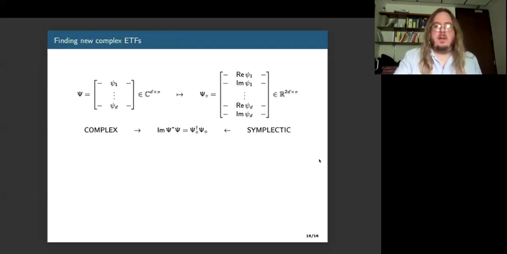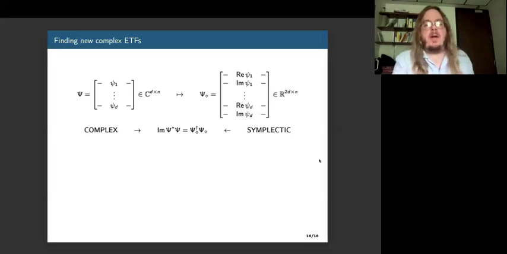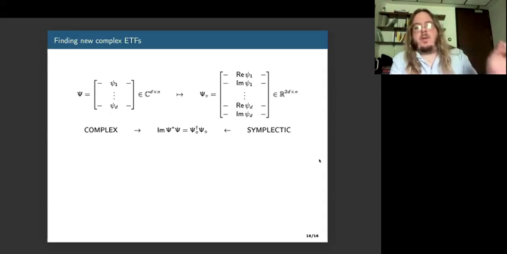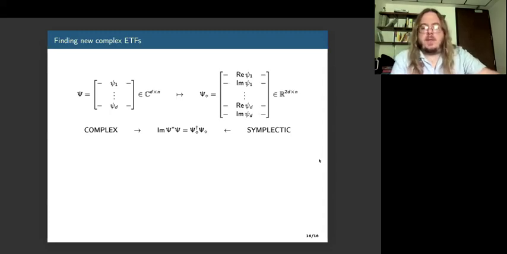Okay, last slide. It's all about finding complex ETFs. So this is the connection. Now this is a broad strokes thing here. I have this complex D by N matrix, and I can get a real 2D by N matrix by taking the rows of that thing and splitting them into real and imaginary parts. And when I do that, if I look at the complex gram matrix of the thing on the left and take its imaginary part, then I get the symplectic gram matrix of the thing on the right. Maybe morally, you could think of it as the complex inner product is a sum of a symmetric bilinear form and a symplectic bilinear form, which are the real and imaginary parts, respectively.